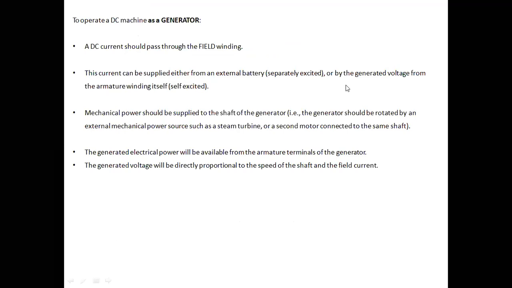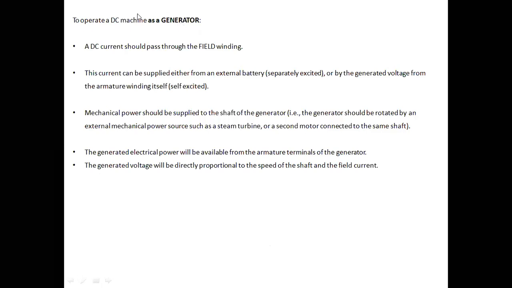Here we are saying, to operate a DC machine as a generator, DC current should pass through the field winding. In a DC motor, DC current will pass through the armature, through that rotor, through that commutator. But when we are supposed to work the DC machine as a generator, the construction is the same, only there is a difference in working. That's why I am explaining how the DC machine will work as a generator and how it will work as a DC motor.